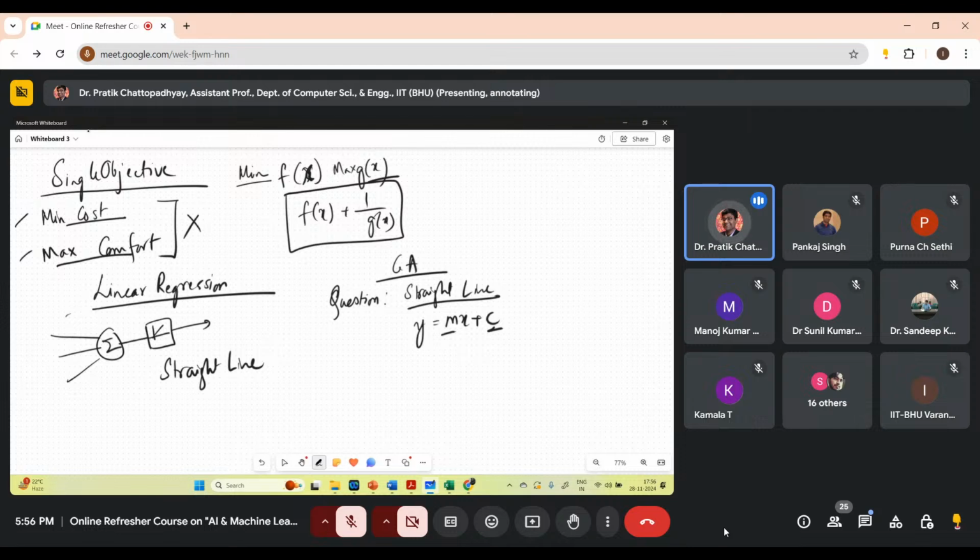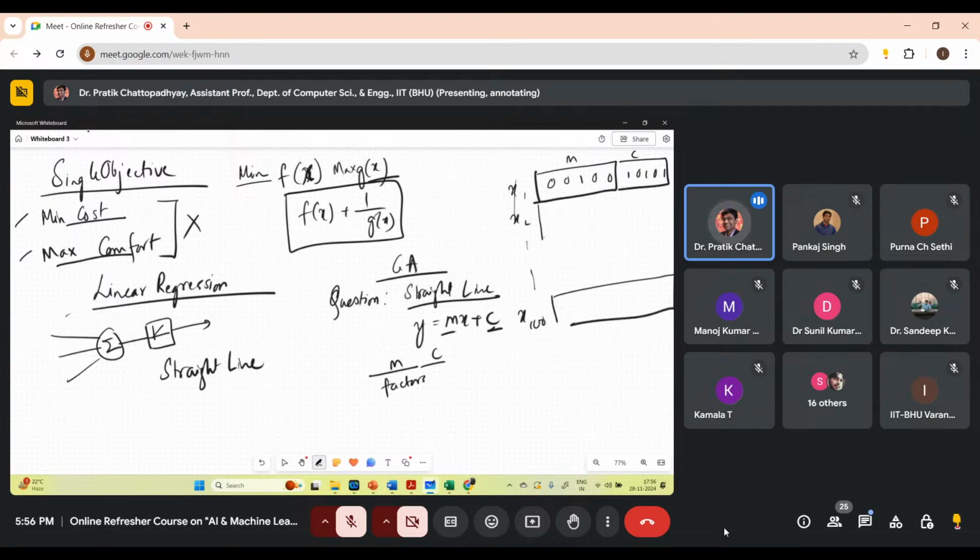So in the genetic algorithm, we will take m and c as the two factors to write a chromosome. The first part of the chromosome will be m, and the second part will be c. We will have binary encoding for both m and c, depending on the number of bits. Likewise we will generate a lot of such solutions initially, let's say 100 different solutions, all of the same number of bits.